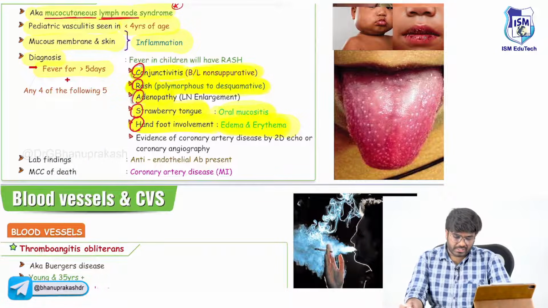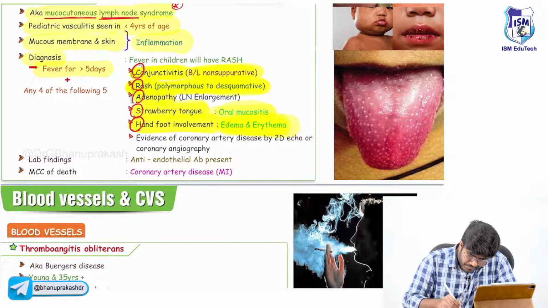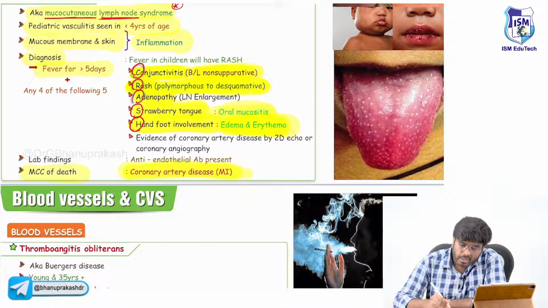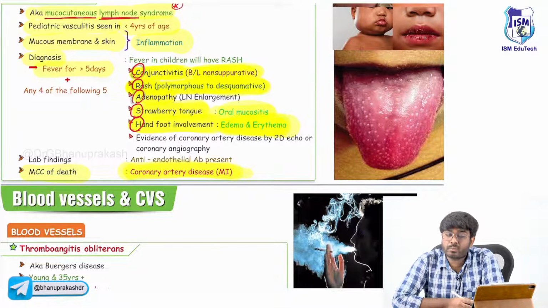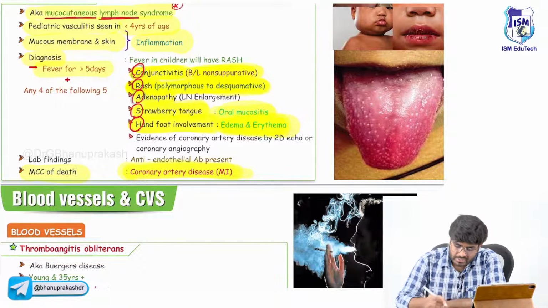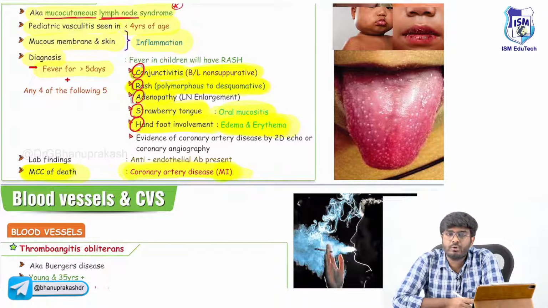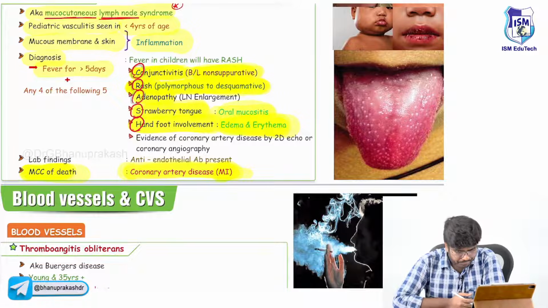C-R-A-S-H, crash. And I have explained what the most common cause of death is. The most common cause of death in these patients is coronary artery disease, because of the involvement of the coronary arteries, the most common blood vessels involved. Coronary artery involvement can lead to myocardial infarction, and in such a small baby that can lead to death. So when a small boy has myocardial infarction, you should think maybe that boy is suffering with Kawasaki disease.